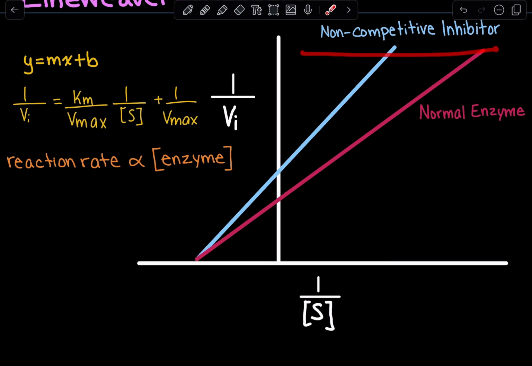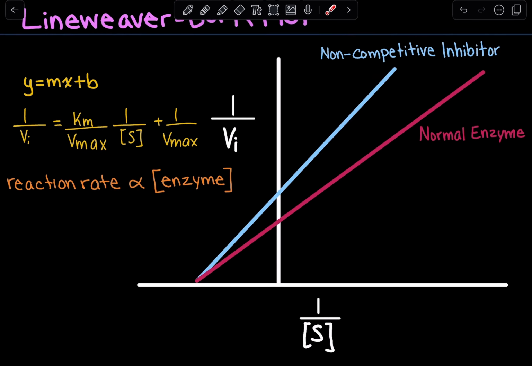So when a non-competitive inhibitor is bound to an enzyme, it's going to make it inactive, but in a solution, we have both active and inactive enzymes. And for the active enzymes, we will see that the Km value, the affinity for substrate, stays the same.